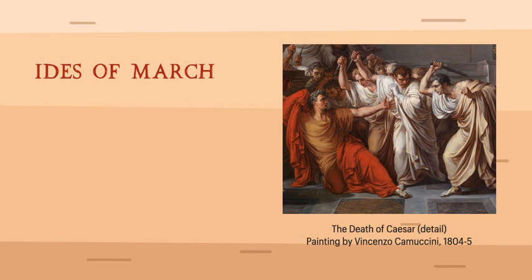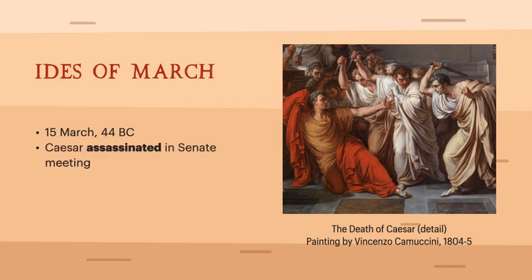So, on the Ides of March, the 15th of March 44 BC, fate took a treacherous turn. Caesar entered the Senate chamber unaware of the plot brewing against him, and in a shocking act of betrayal, a group of senators, including Brutus and Cassius, assassinated Caesar. There were a number of reasons behind this conspiracy.